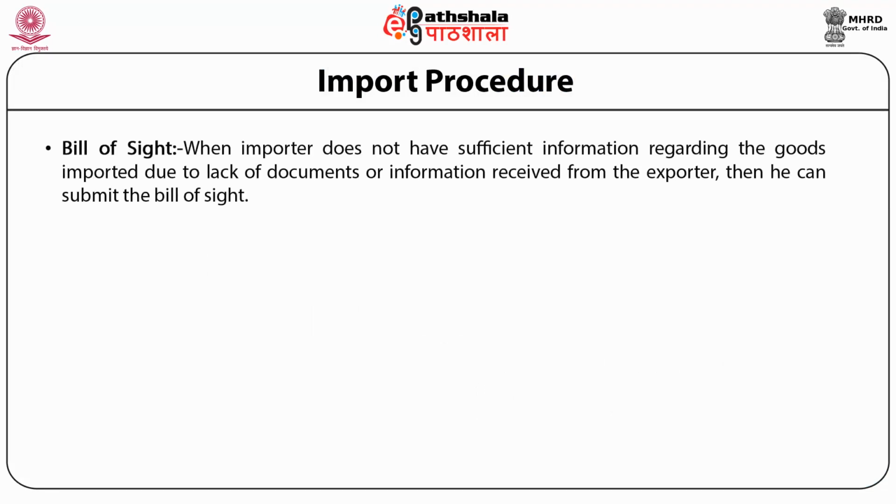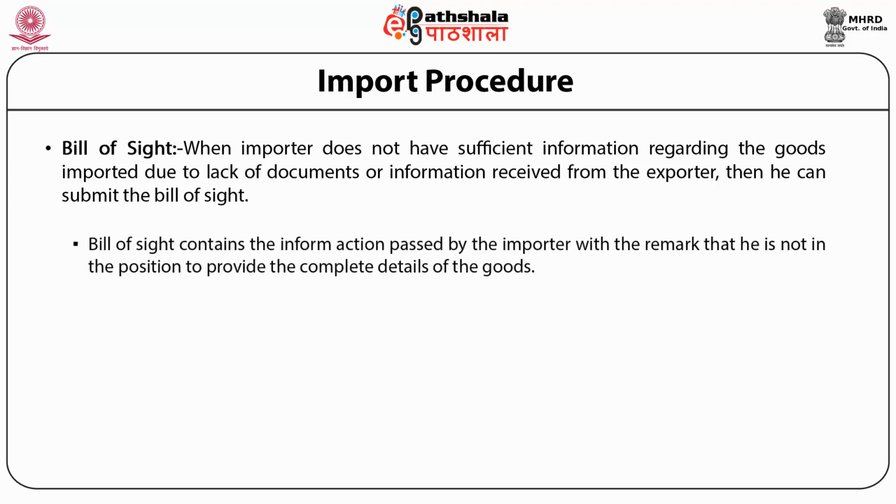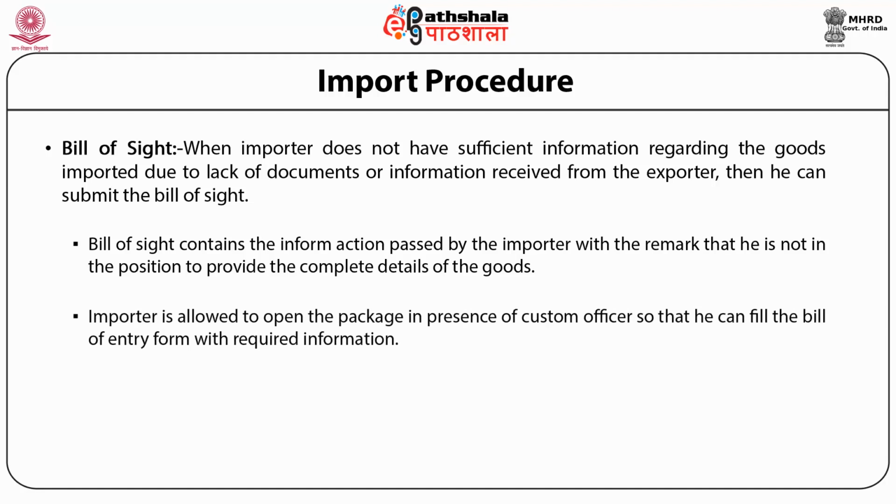When the importer does not have sufficient information regarding the goods imported due to the lack of documents or information received from the exporter, then he can submit the bill of sight. Bill of sight contains the information possessed by the importer with the remark that he is not in the position to provide the complete details of the goods. The importer is allowed to open the package in presence of the custom officers so that he can fill the bill of entry form with the required information.